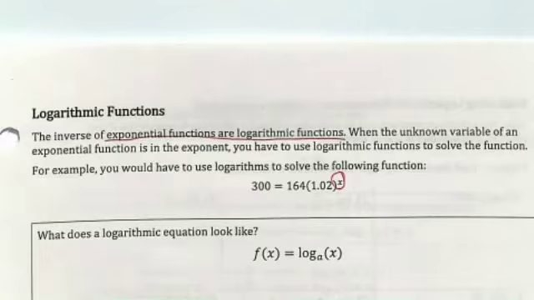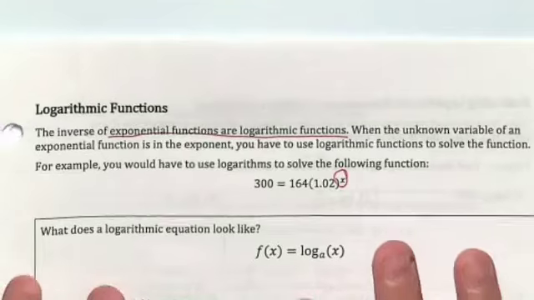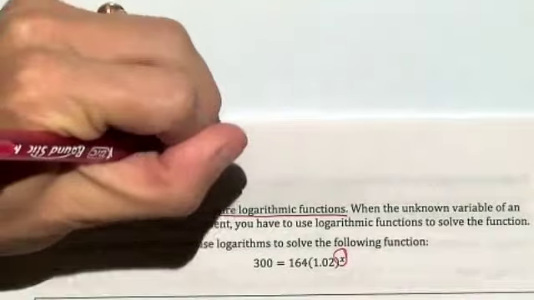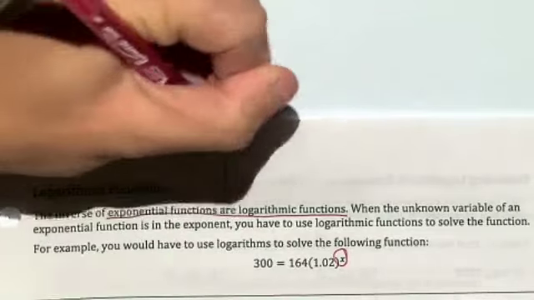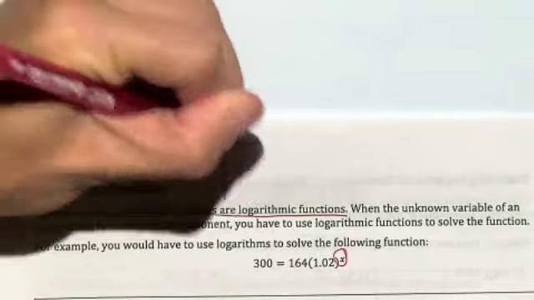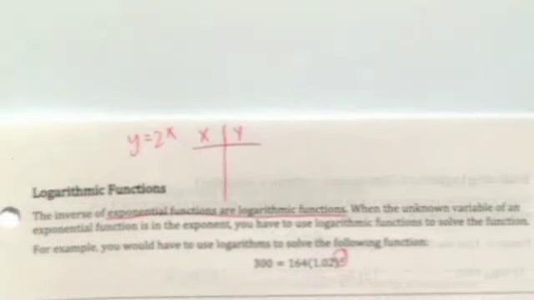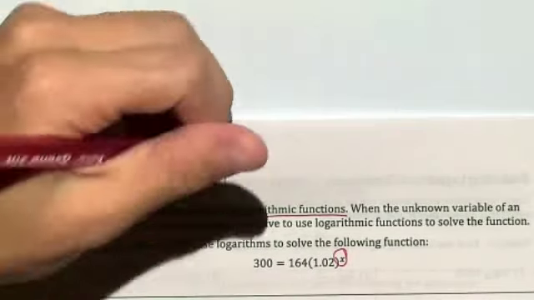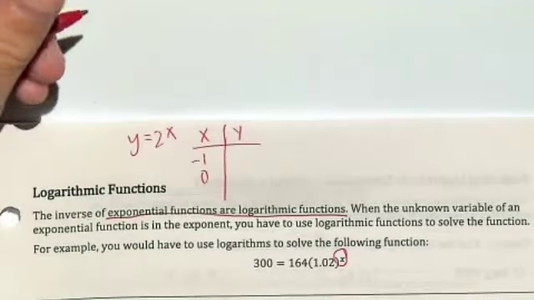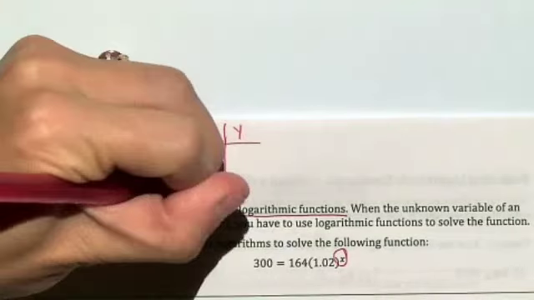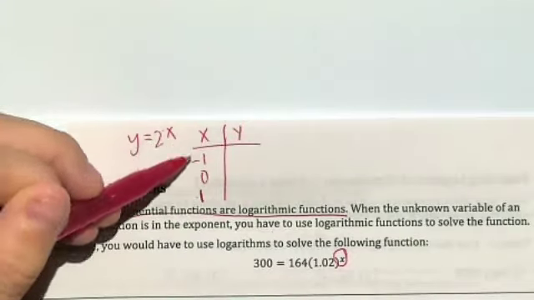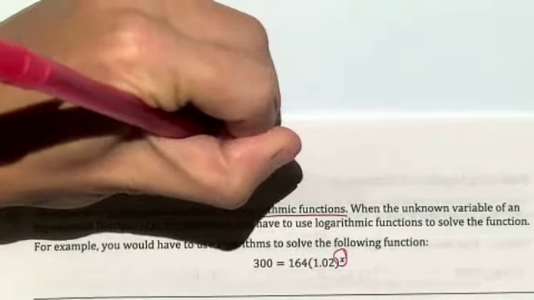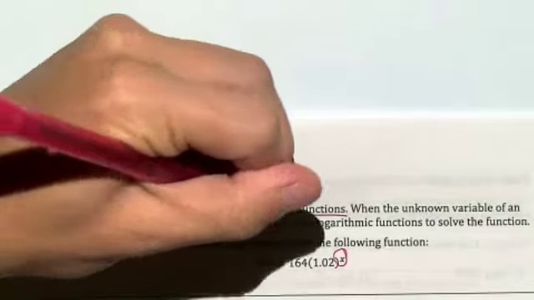Really quick, let me just give you an example. What do I mean by inverses? Let's do y equals 2 to the x. This is from one of the first homework videos that we did, but you can put these values into your exponent. 2 to the negative 1 is 1/2. 2 to the 0 is 1. 2 to the 1 is 2.